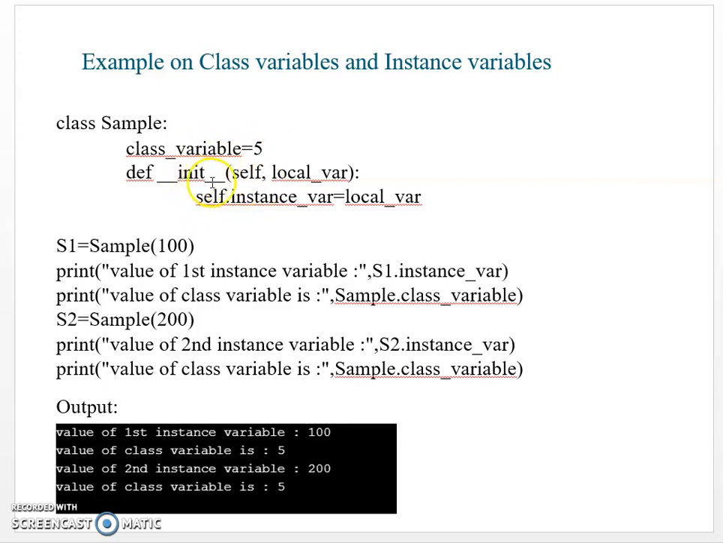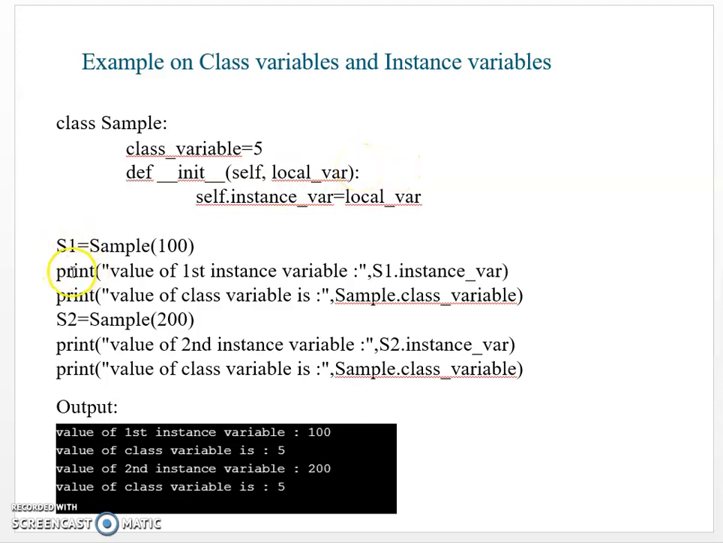def __init__(self, local_variable). Now this local variable is nothing but the instance variable. When we are creating the instance of this class, that is, here I have created s1, at that time you have to pass that instance variable value also. So here I am just initializing the passed value to the instance variable: self.instance_variable = local_variable. Whenever we are creating the object of this class, at that time we have to pass one value to the parameterized constructor. This init method, here I have declared as a parameterized constructor.